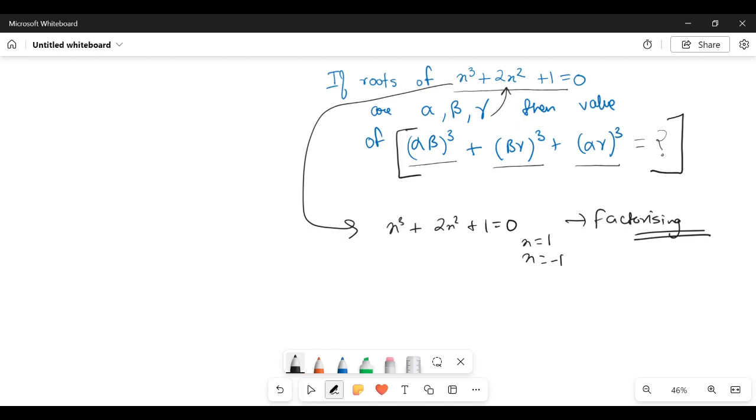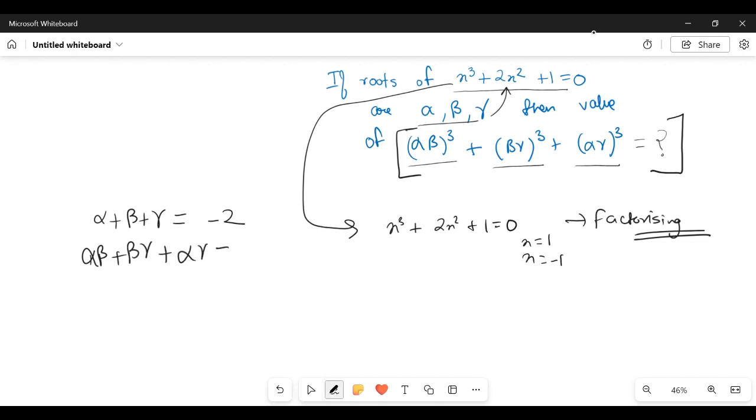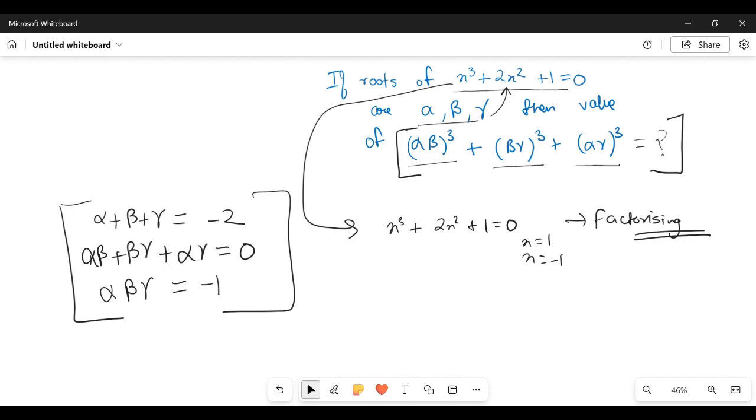So my mind goes to another thing: maybe there is a method where we don't need to use the actual values of alpha, beta, gamma. We can simply manipulate it, because we know one thing. What do we know? We know that alpha plus beta plus gamma is equal to minus 2, alpha beta plus beta gamma plus alpha gamma is equal to 0, and alpha beta gamma is equal to minus 1, right?